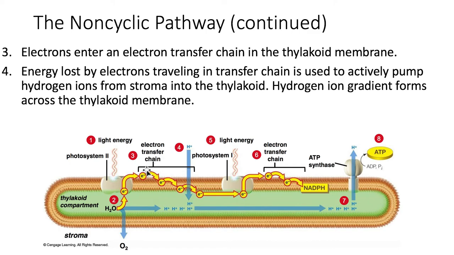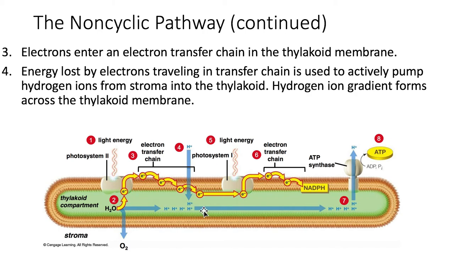transfer chain. Basically, they're being bounced from one molecule to the next, and they're losing energy in that process. The energy that's being lost is actually used to do work. And the work that's being done here is we are taking more of these hydrogen ions and we are actively pumping them into the thylakoid. They don't really want to go there because it's pretty cramped inside of the thylakoid, but they are being pumped into there using energy from the electrons. And why that's happening, we'll discuss that later.